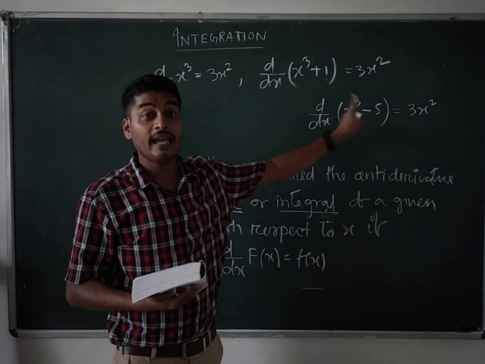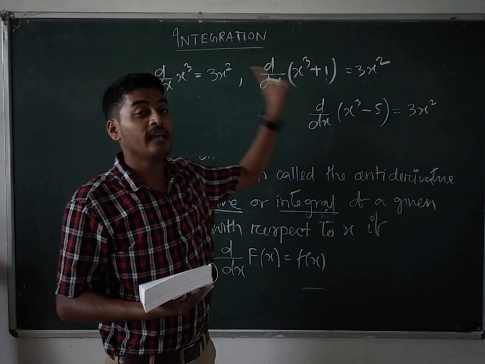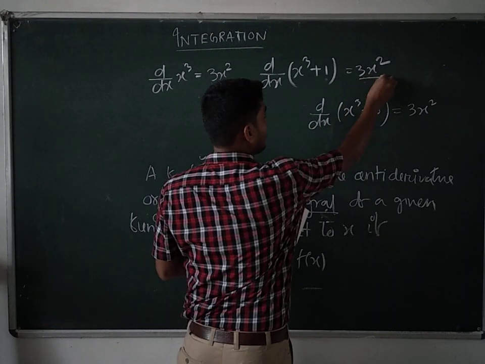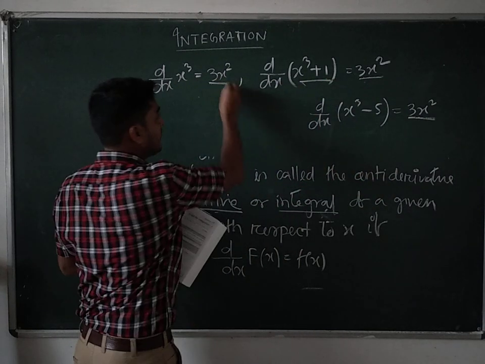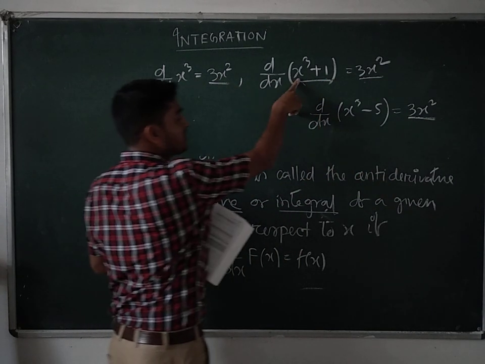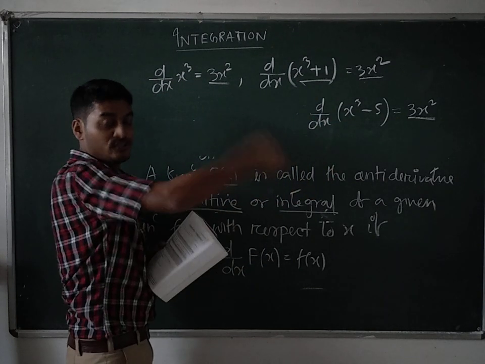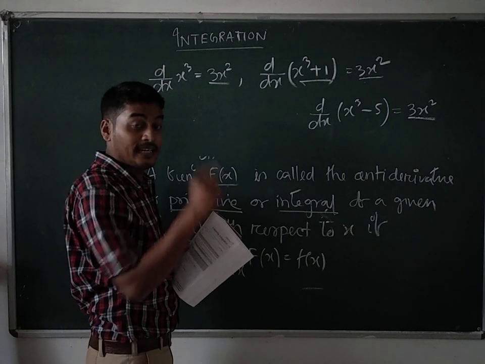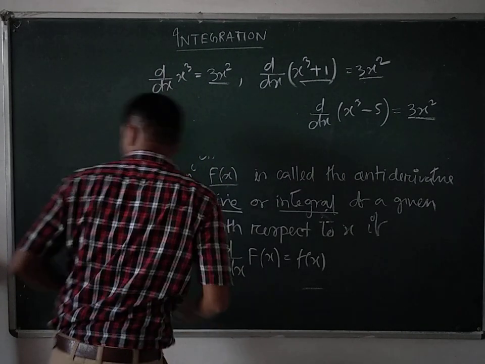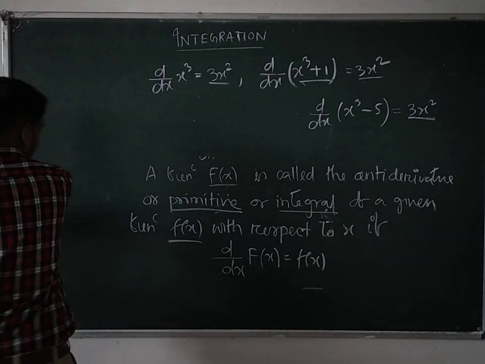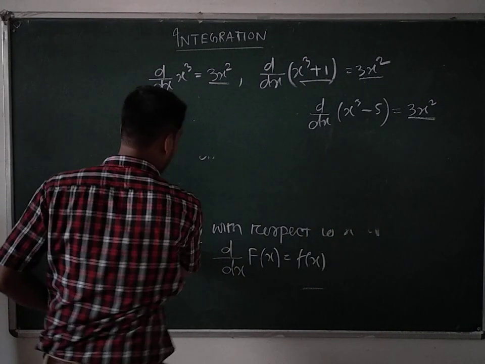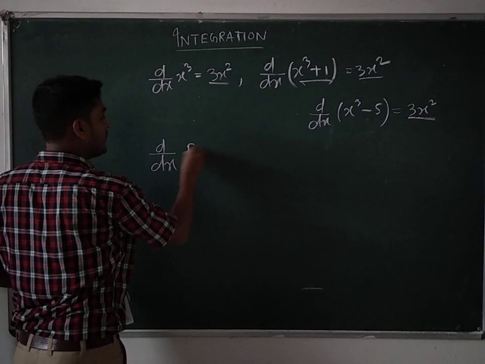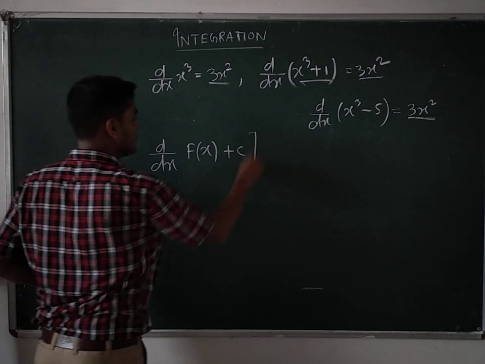That means for a derivative, infinitely many antiderivatives will be there. For one derivative, 3x square, we got x cube, x cube plus 1, x cube minus 5, that is, x cube plus or minus any constant quantity. So for a derivative there are infinitely many antiderivatives, and we can easily generalize: d/dx of capital F of x plus c.